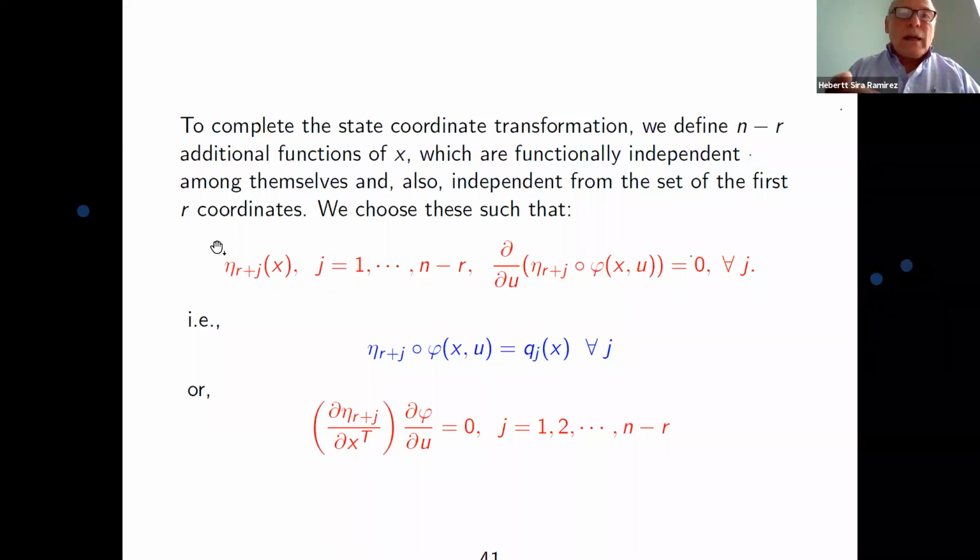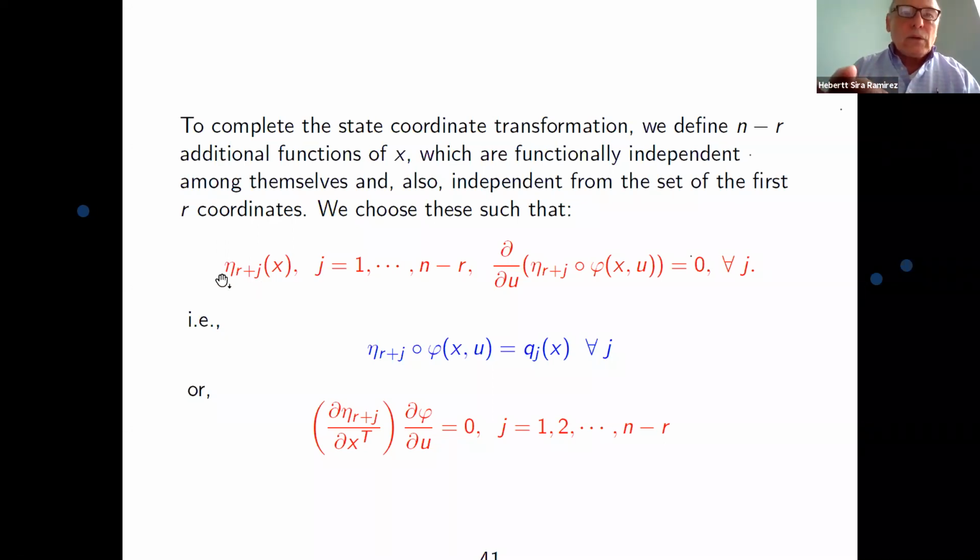And all we have to do is to come up with some independent new functions, let's call them eta of R plus J, from J equals 1 to N minus R. So we'll have N minus R additional functions to complete the transformation that so far is interesting because it has complete rank R. And so we complement the state coordinate transformation by throwing in functions whose gradients are independent between themselves and also independent with respect to the first R gradients of these maps that I computed, spanning the natural evolution of the output until you hit the input. So in fact, there is enough freedom to obtain these complementary functions which might be assumed to be functionally independent.